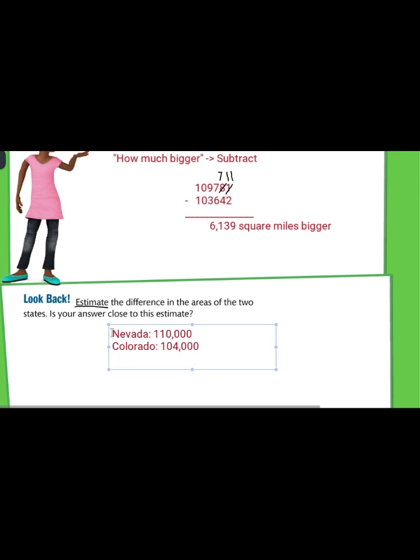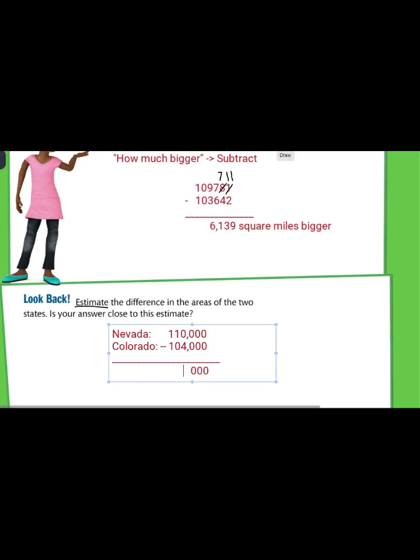So let's now go ahead and do the same subtraction, but this time with our estimates. Let's see if subtracting our rounded numbers gives us an estimate that proves that our answer is reasonable, or that our answer is close to the estimate. Let's now do 110,000 minus 104,000. The ones, the tens, and the hundreds are pretty easy to solve because they're all zeros being subtracted from zeros.